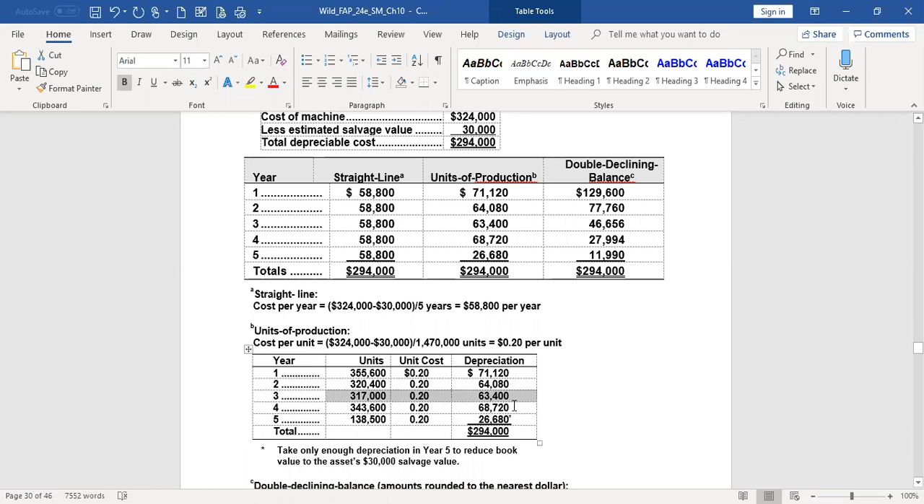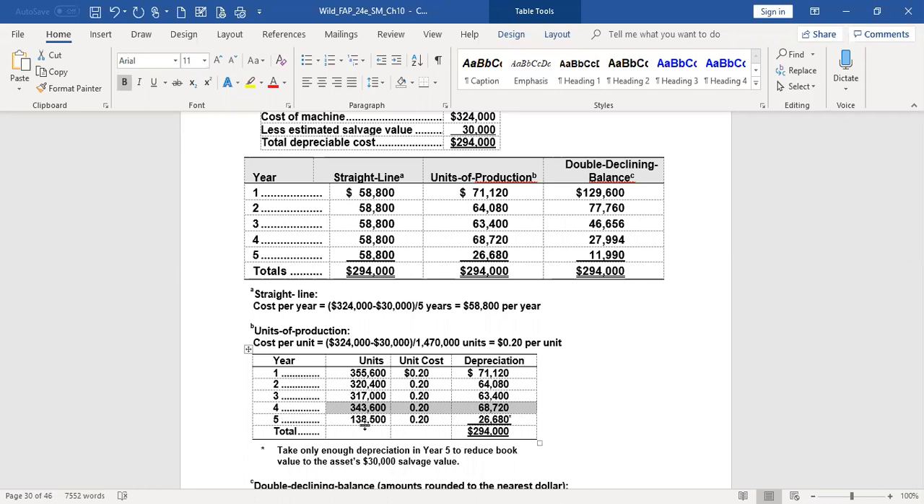Now, year four's 343,600 is the actual units produced, times 20 cents. So we add that. So the machine has produced 1,336,600 units by the end of year 4. We multiply the actual units produced times 20 cents per unit to get depreciation expense for year 4. In year 5, the machine actually produced more than 138,500.